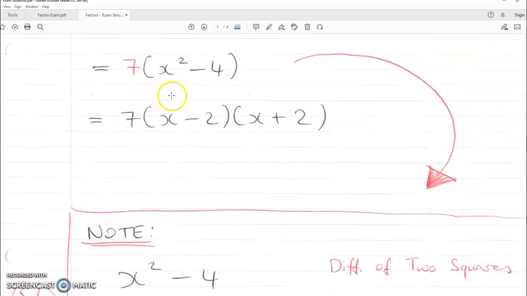So 7 times our x minus 2, x plus 2, and there is number 8 done. So that is the end of that example.